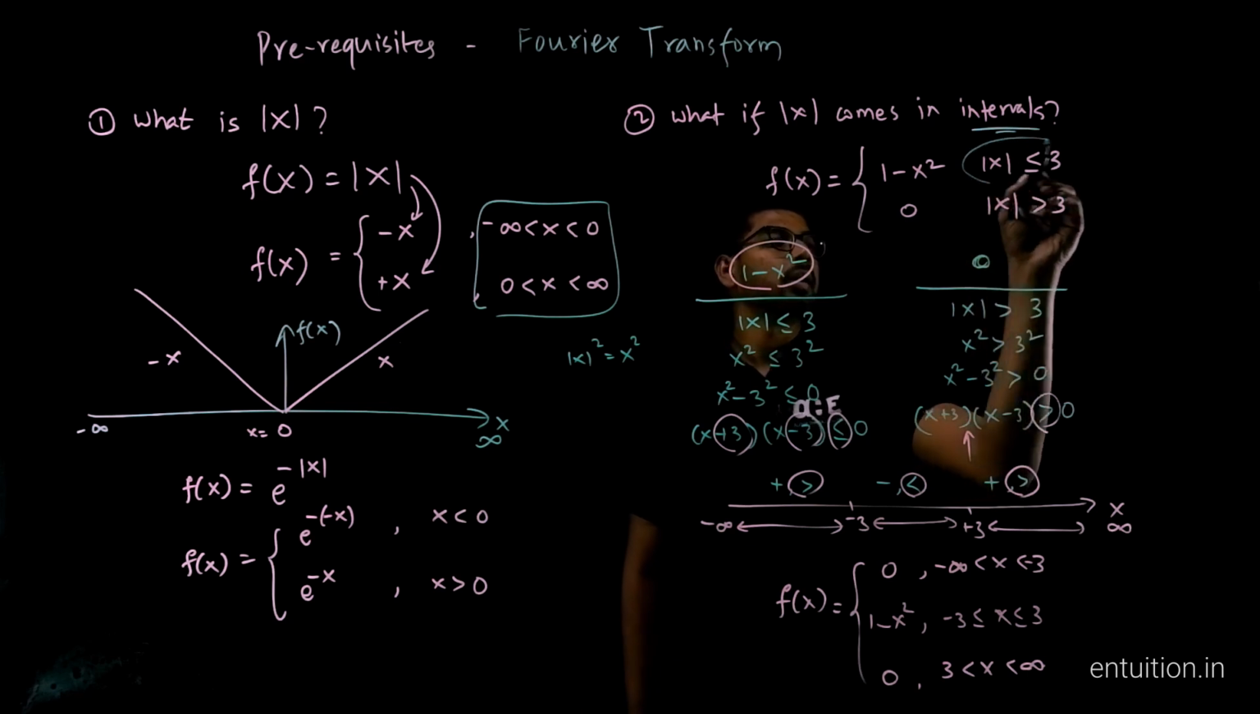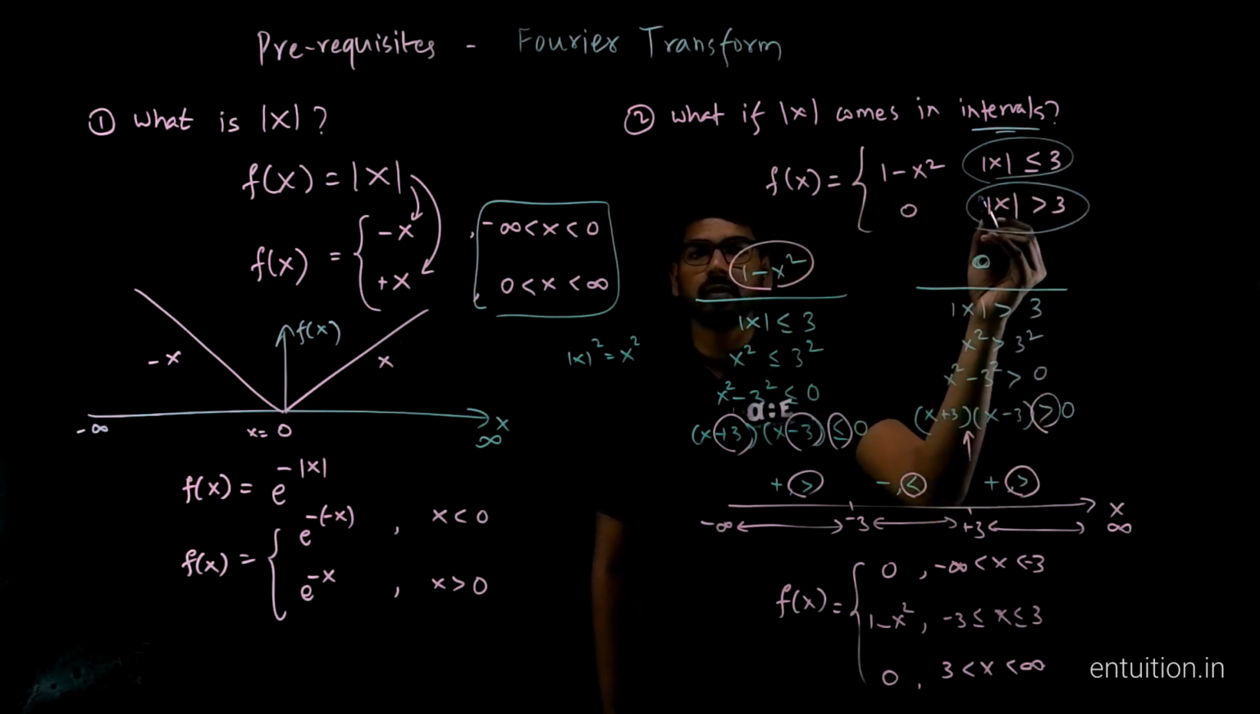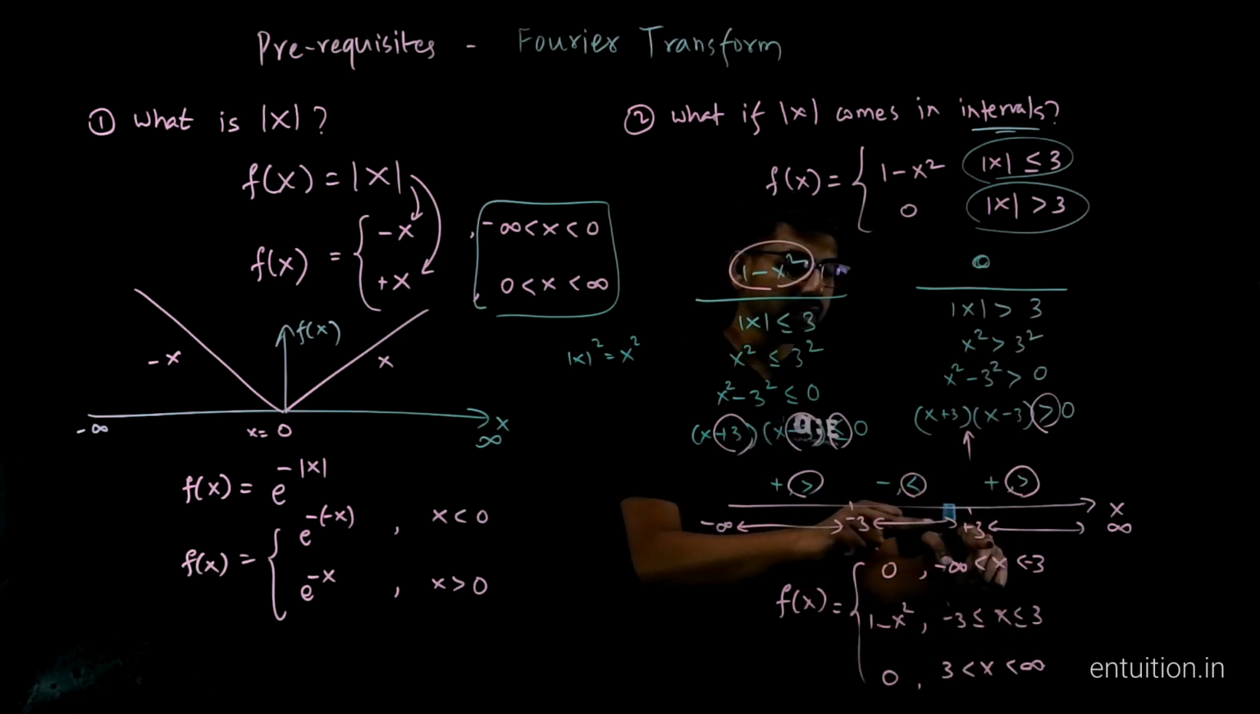So what did we do here? We converted the interval given in mod x terms to simple intervals: minus infinity to minus 3, minus 3 to 3, 3 to infinity.